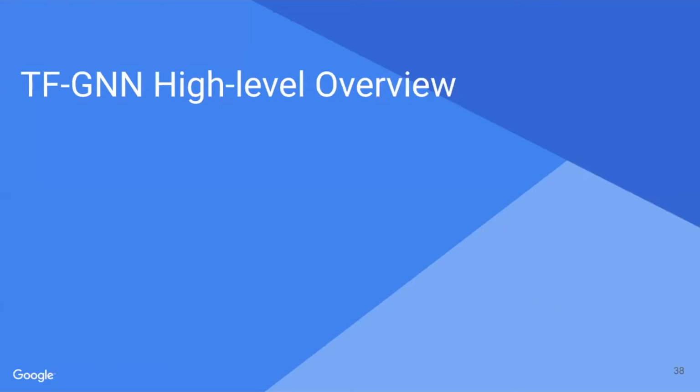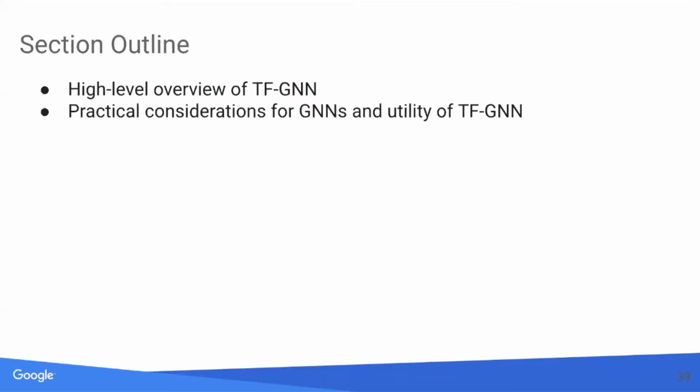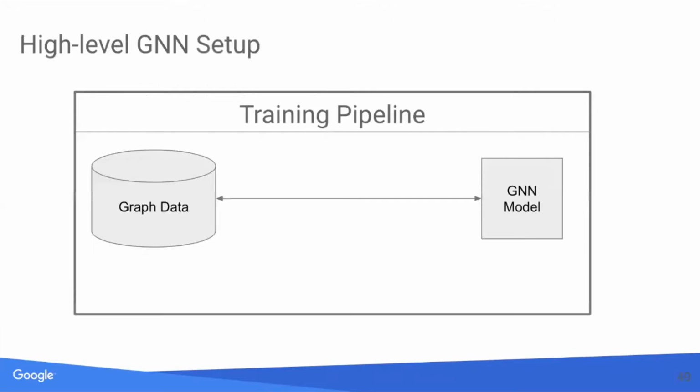So now we're going to do a high-level overview of TF-GNN. We're going to show some practical considerations when someone wants to train a GNN on their data. What are some things they think about, and how does TF-GNN provide solutions for these things? The usual general setup is someone wants to do some training. They have some kind of graph data, and they want to train a model on this graph data. So they train the model somehow. And when you do this, what are the things that you think about?